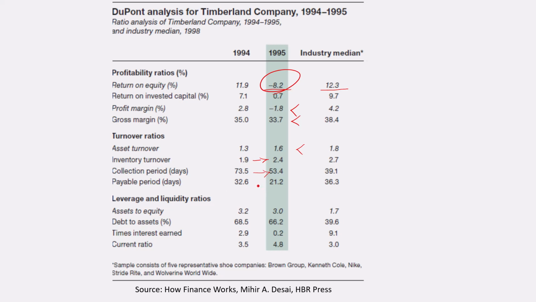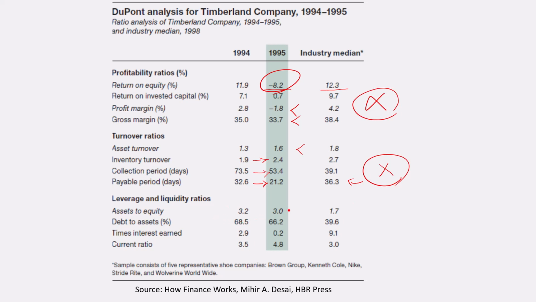Payable period has gone even more down. It's even shorter than before, meaning that in this situation, suppliers are smelling trouble. They see that the company is in a bad shape, so they are demanding to be paid faster. So the average pay period has gone down from 32 days to 21 days. Profitability ratios don't look good. Turnover ratios don't look good either.